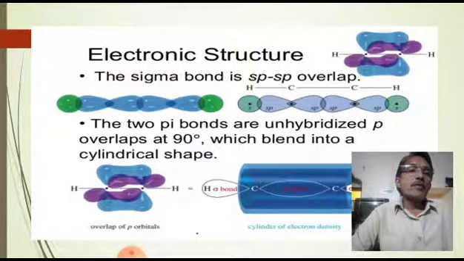The 2 pi bonds are unhybridized. The p orbitals overlap at 90 degrees, which blend into a cylindrical shape. The two unhybridized p orbitals of two carbon atoms overlap laterally and form 2 pi bonds. So, the resulting triple bond between two carbon atoms contains 1 sigma sp-sp bond and 2 pi p-p bonds.